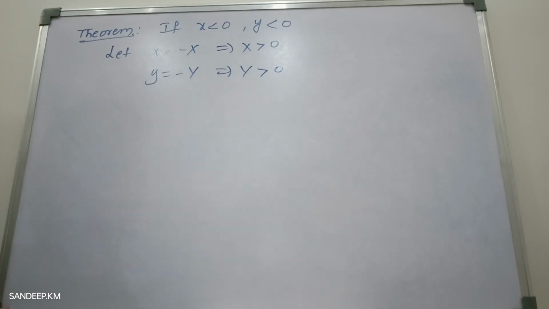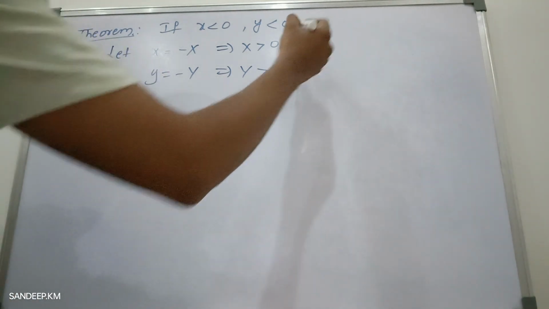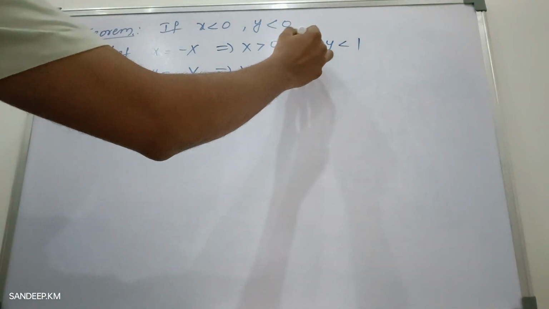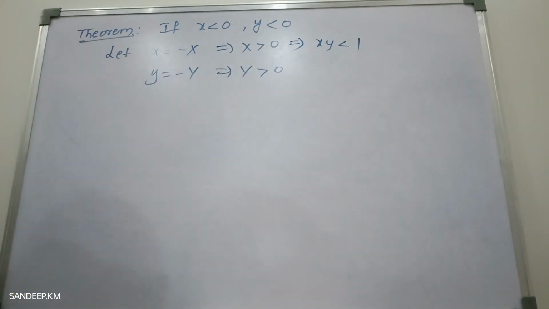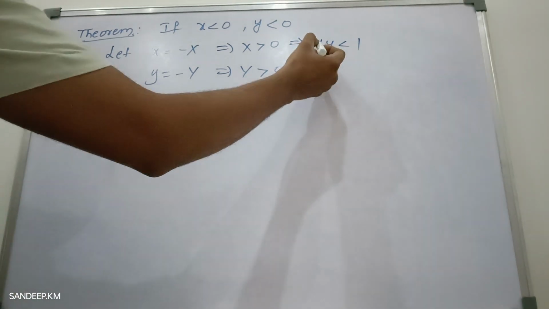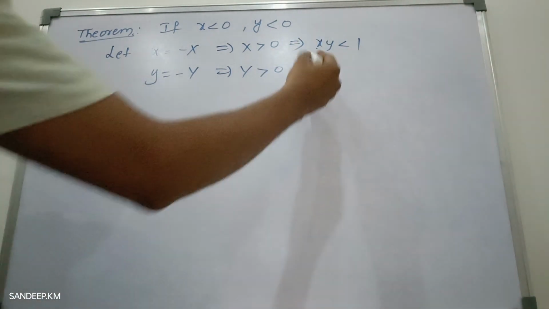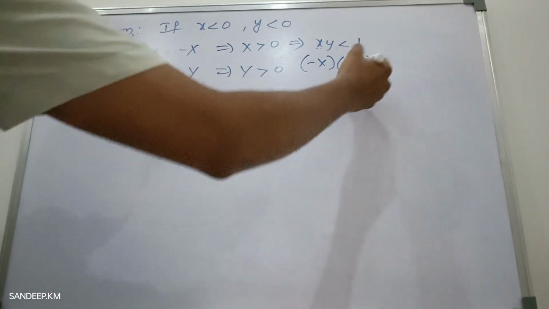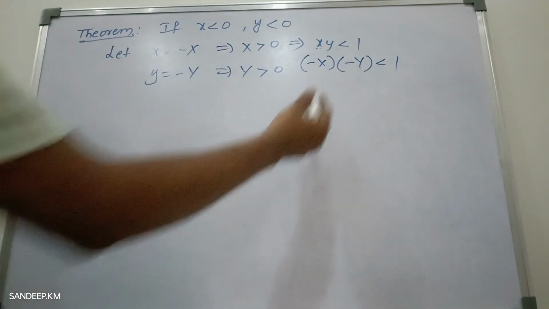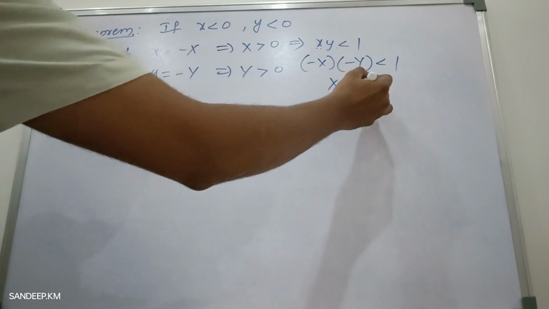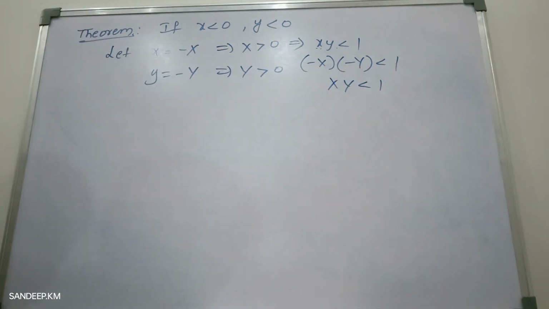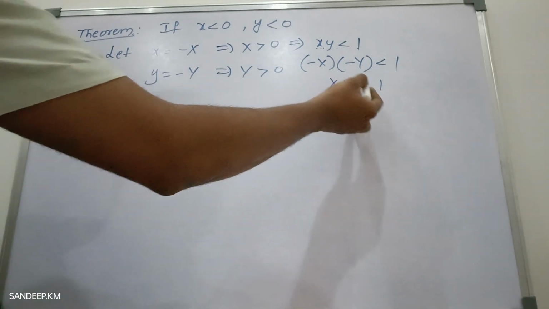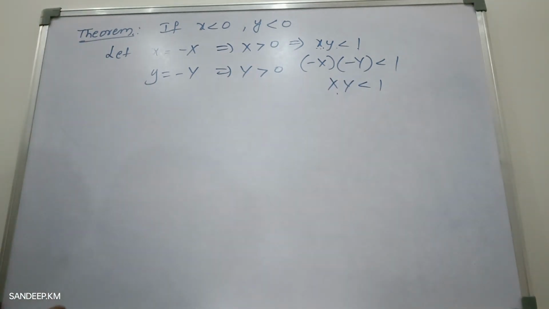And what if xy is less than 1? Small x into small y means minus capital X into minus capital Y is less than 1. Minus into minus is plus. So capital X into capital Y is less than 1. So therefore, dear students, if xy is less than 1, then capital X into capital Y is also less than 1.